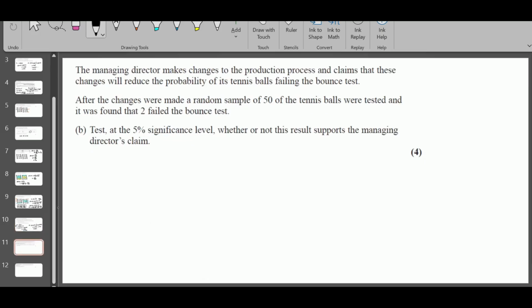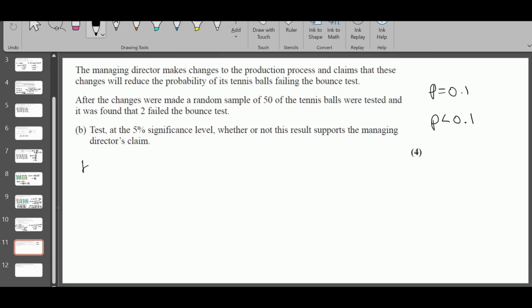Part B now, hypothesis testing. The managing director makes changes to the production process and claims that these changes will reduce the probability of tennis balls failing the bounce test. So it was P is 0.1 before, now he believes that the changes reduce the fail. After changes were made, a random sample of 50 balls were tested and found 2 failed the bounce test. That's the observed value. Take 5% significance level whether or not this result supports the managing director's claim.